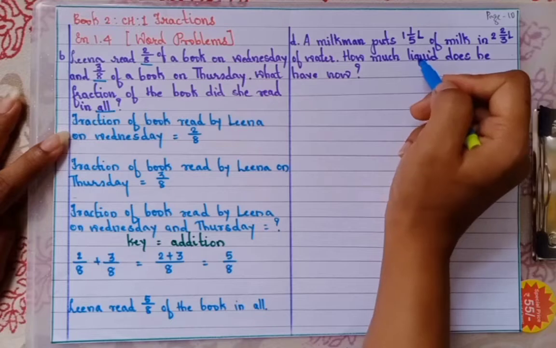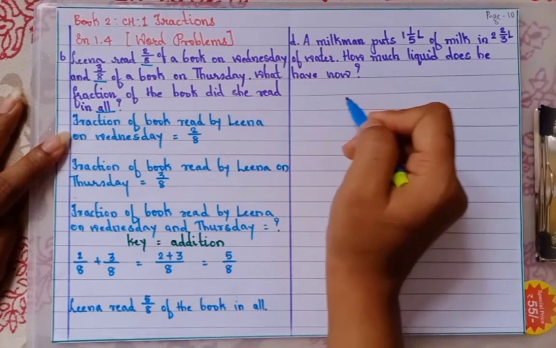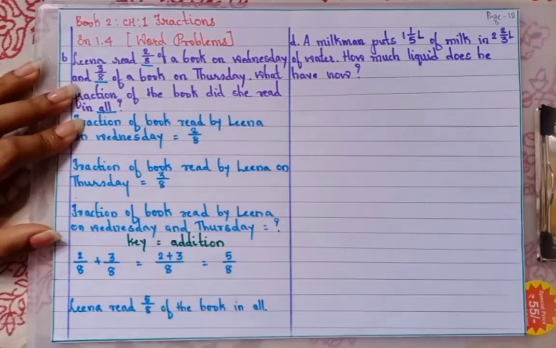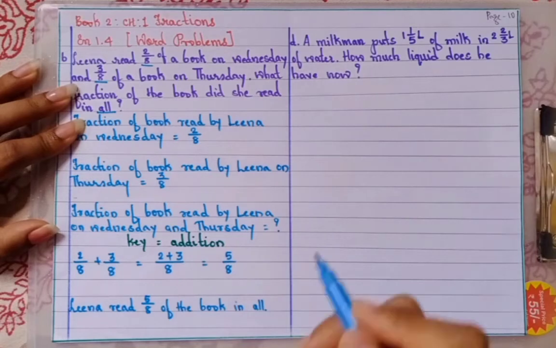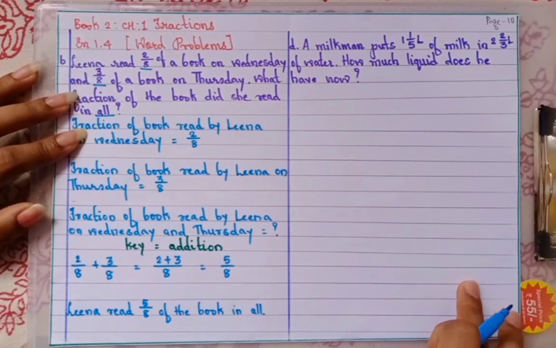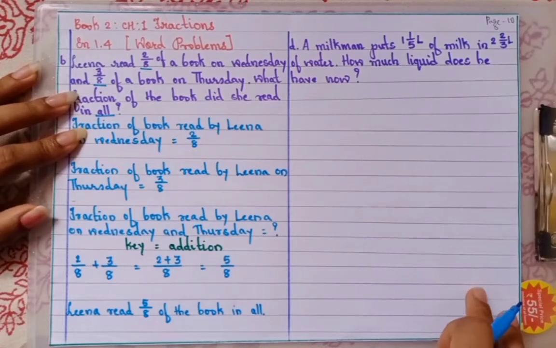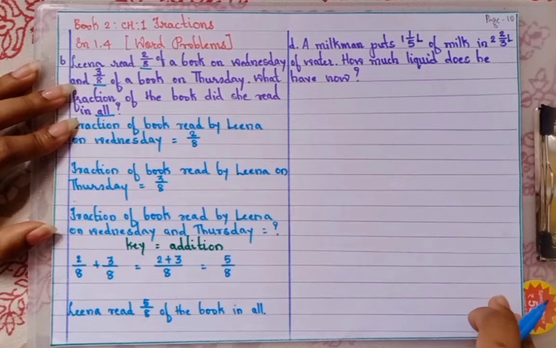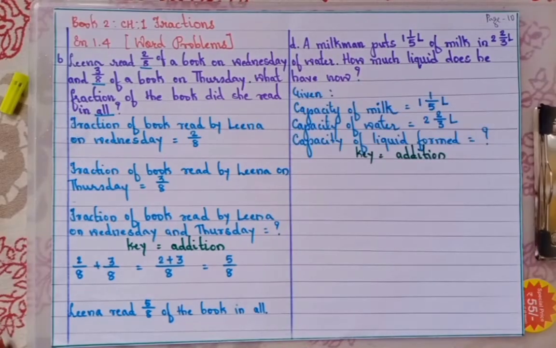So what do we have to do? We have to add them together. First let's write the given things. The first statement is the quantity of milk he has put in water, or simply you can write the capacity of milk, then the capacity of water, and then the capacity of the liquid formed. As we need to add the capacity of milk and water to find the capacity of the liquid, the key will be addition.